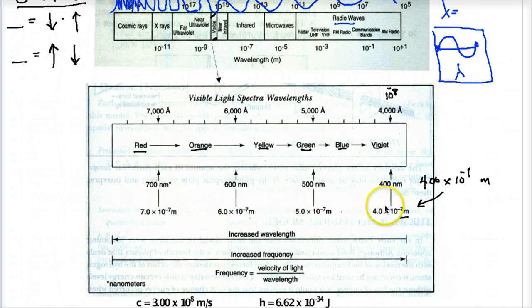So I'm just showing you how these numbers are the same. It's getting bigger by 100, so that number goes to a negative 7, if you go that way. In any case, look at this. This is my ROY G. BIV. Red, orange, yellow, ROY G. BIV.